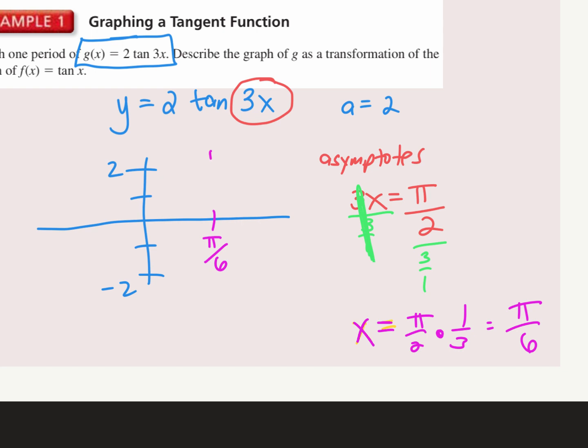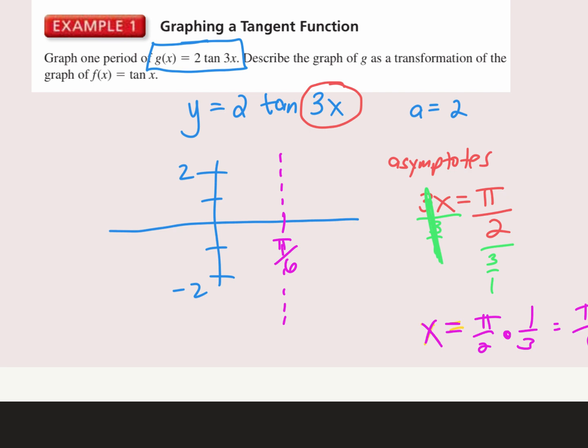And I'm going to draw my dotted line. And I told you that asymptotes are mirrors of each other. So if I have an asymptote at positive pi over 6, where's the other one? Negative pi over 6. They're always going to be mirrors of each other. So negative pi over 6. Draw your asymptote.